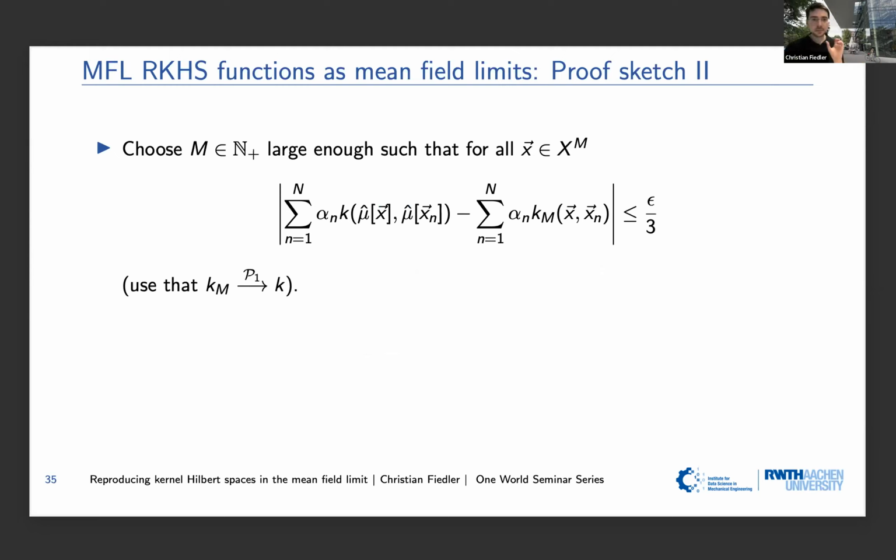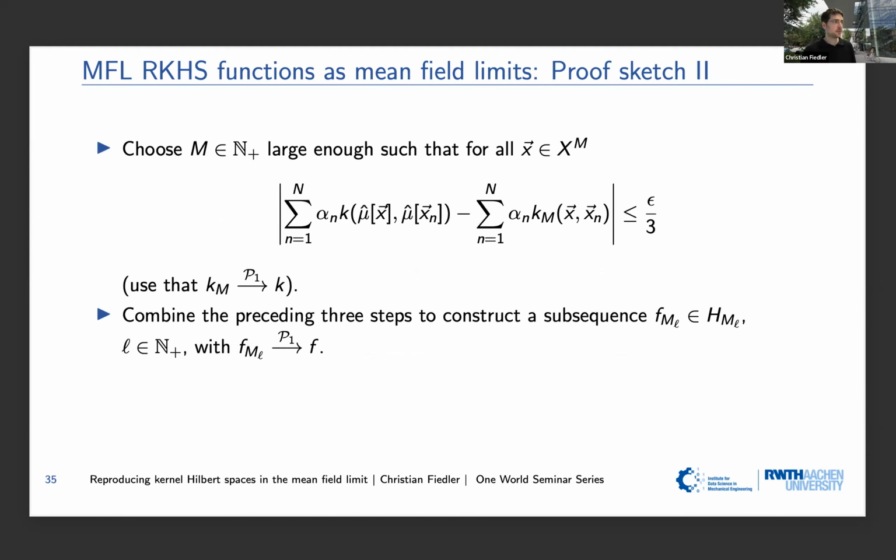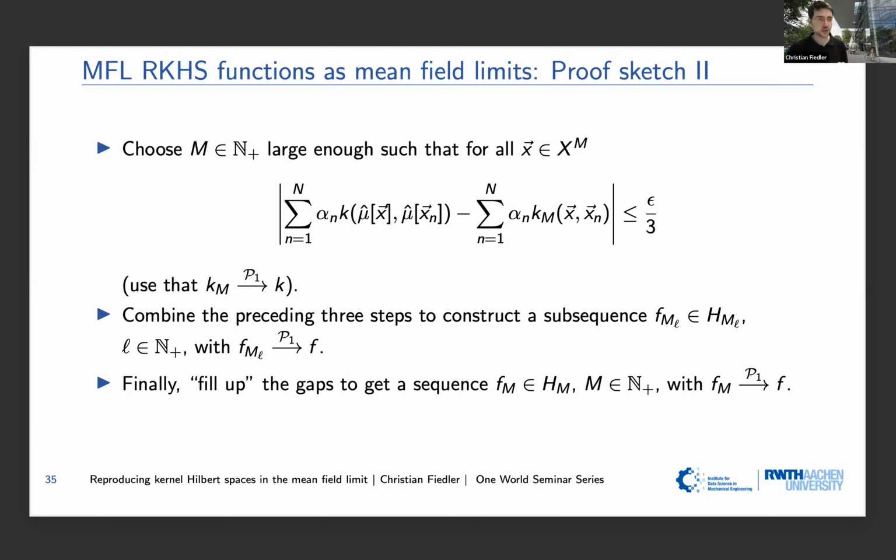And then finally, we can maybe make m even larger, so that if we then replace the mean field limit kernel by the kernel Km and basically cut out the heads, so the empirical measures, and directly work with the tuples, then we are still very close. So we do not change that much. Now, if we combine all these three steps, then it shows that we can find a subsequence of RKHS functions which converges in mean field to the target function. And finally, if you look closely at the construction, it turns out we can actually fill up the gaps so that you get a full sequence Fm converging in mean field to our target function F.